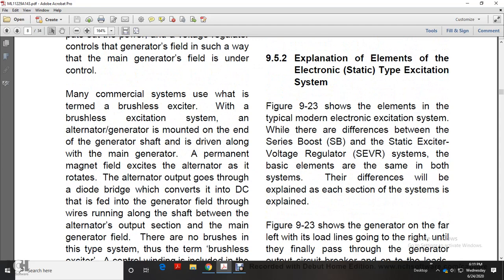9.5.2 The excitation elements of the electronic static type excitation system. Figure 9-23 shows the elements of a typical modern electronic excitation system, with the difference between the series boost and the static exciter voltage regulator. The basic elements are the same in both systems. The differences will be explained in each of the sections as the system is explained.